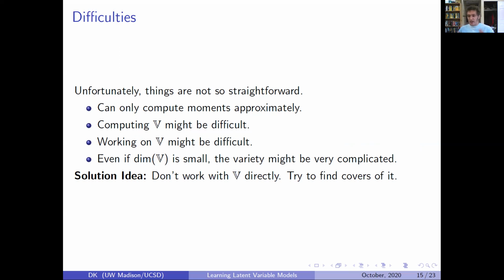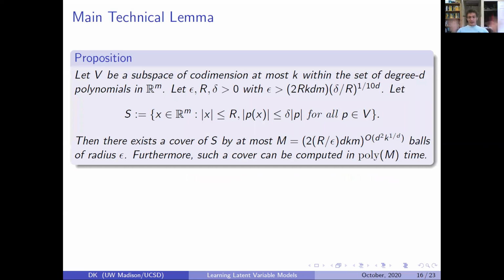Instead, we're going to find a cover of it. We're basically going to approximate V by a finite point set that we can compute. Okay, and so here's the thing that makes it all work. So, proposition: let V be a subspace of codimension at most k within the set of all degree D polynomials in R^m. We've got some parameters, epsilon, R, and delta, that have some relation.